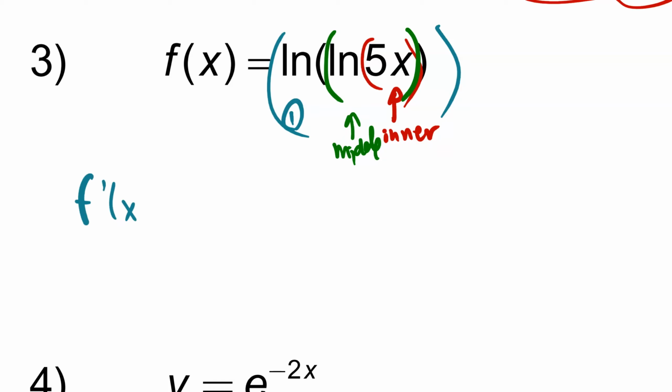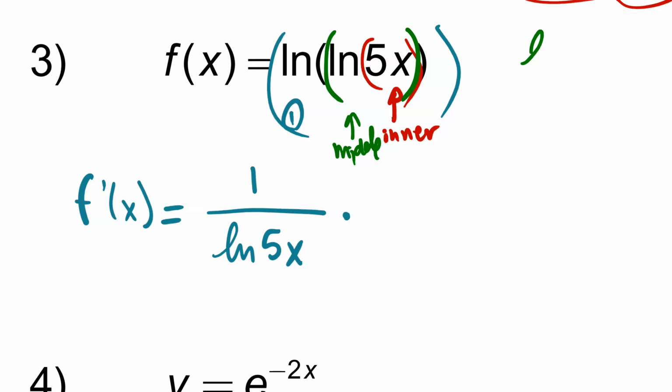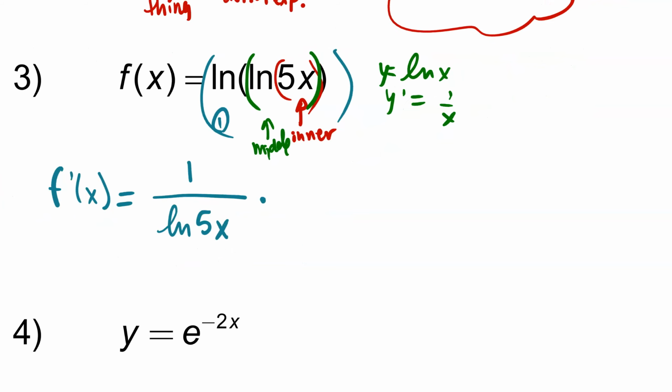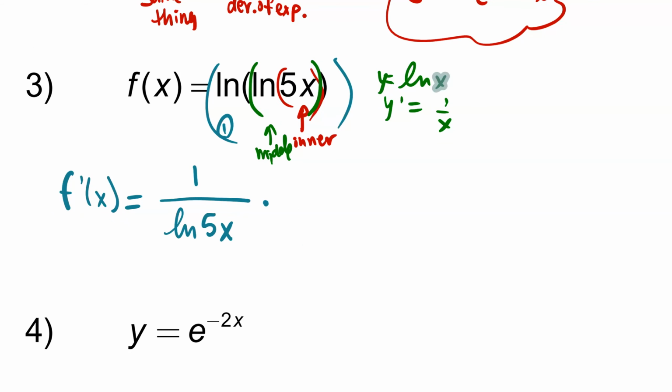So f prime of x. So derivative of ln of x is 1 over ln of 5x times the derivative of what's inside. Okay, so this was for the blue part, because literally the derivative of ln of x is 1 over x. Let me write out the rule: the derivative of ln of u is just 1 over u times du dx. So here, 1 over ln of 5x, because my u is ln of 5x.